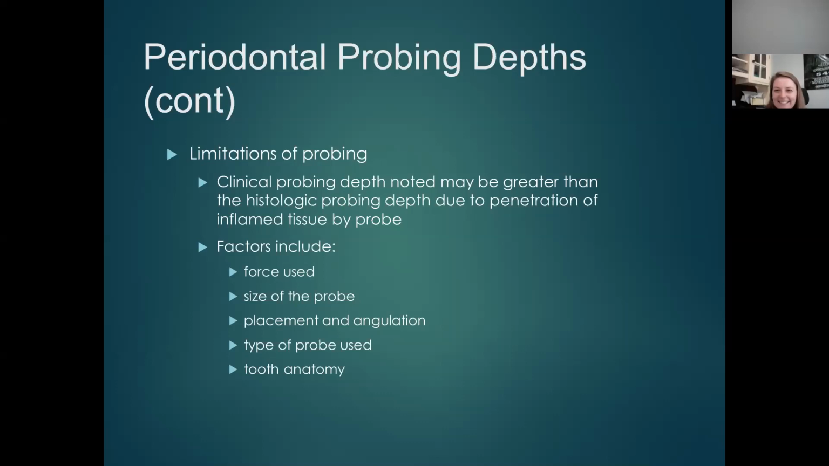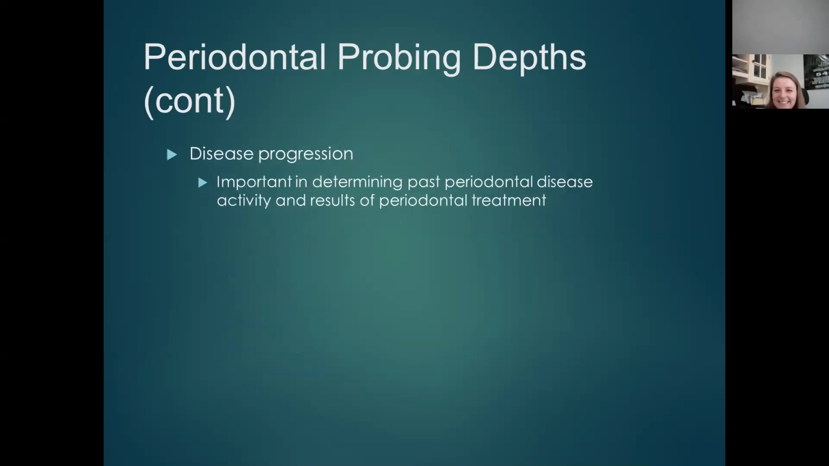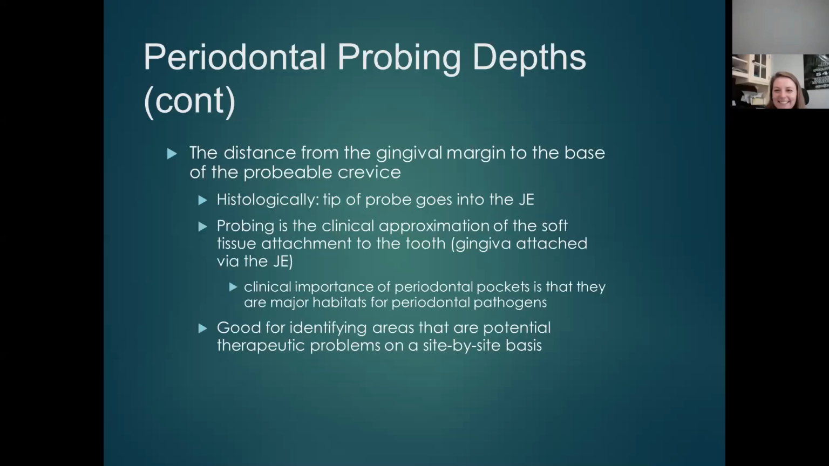So if you are struggling with, is it 2.5 or 3? I don't know. It's a 3. Just round up, move on. Because if we get a 2 and you get a 3, it's essentially the same thing. So disease progression is what we're looking at, and it's important in determining what the past periodontal disease activity was to help predict what the future activity will be, because we do know past breakdown, as I said, has a higher likelihood of future breakdown.